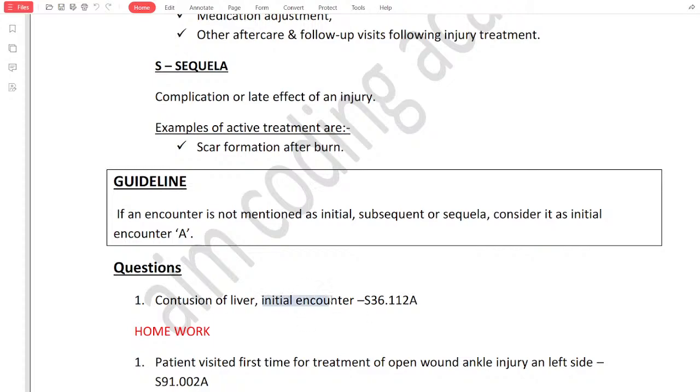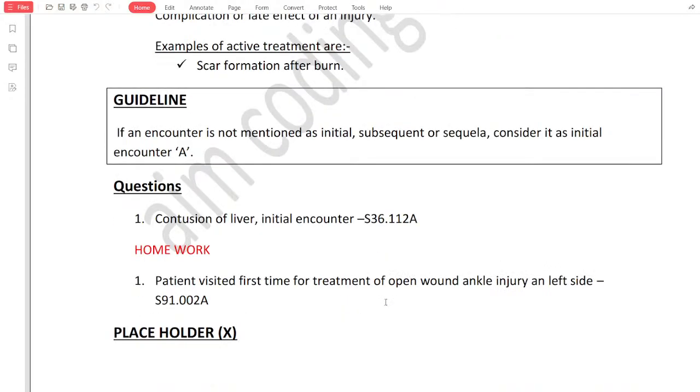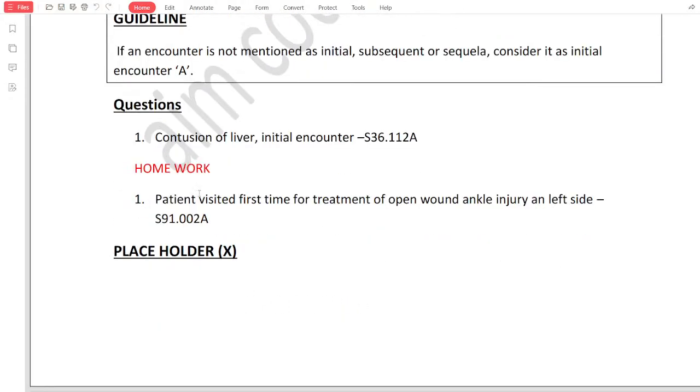So it's a direct question. So you have to take direct code for reporting initial encounter. You can use A alphabet. Okay, so the seventh character will be A. Look at this: 1, 2, 3, 4, 5, 6, seventh one. Seventh one is A. Seventh one is an initial encounter. A character alphabets. Okay. And next question is a homework.